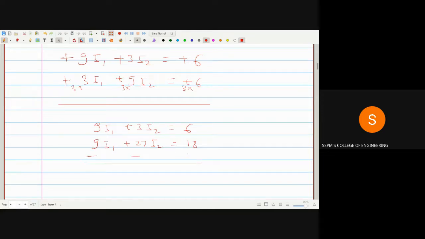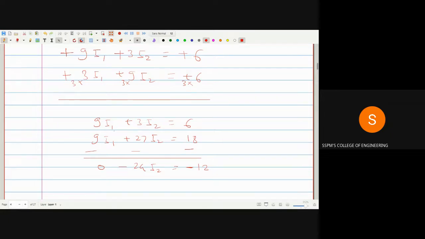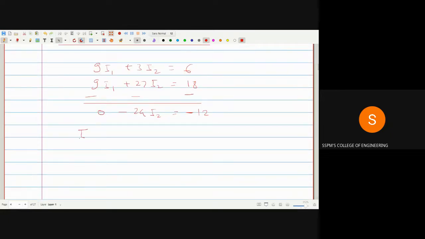Subtract second equation from first. 0, 3 minus 27 gives minus 24 I2, and it will be 6 minus 18 gives minus 12, isn't it? So what is I2? I2 is equal to 24 divided by 12. Sorry, not 24, 12 divided by 24 is equal to 1 by 2.